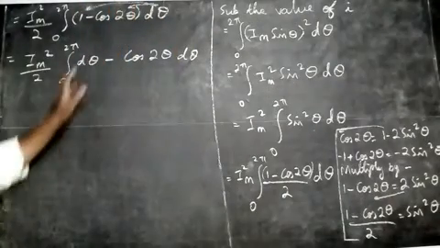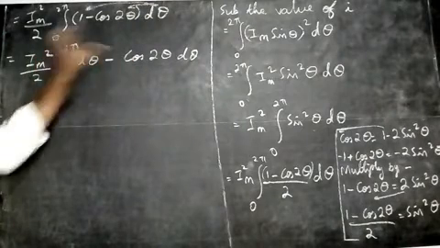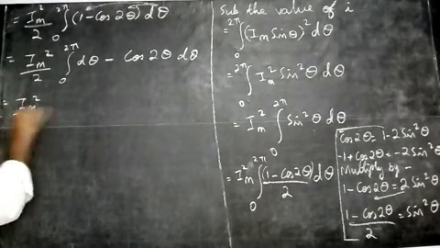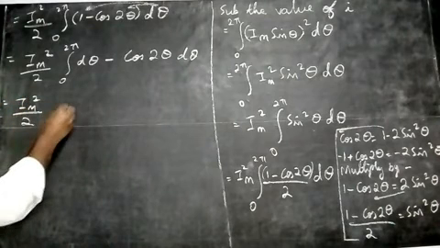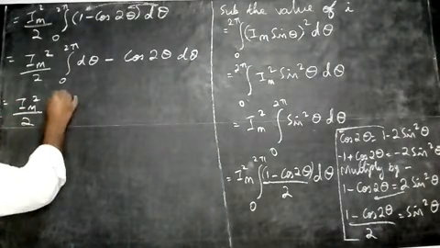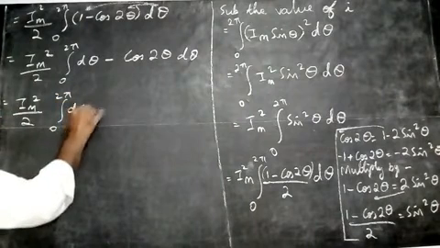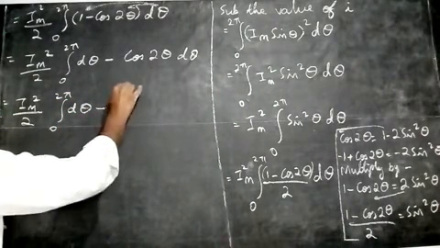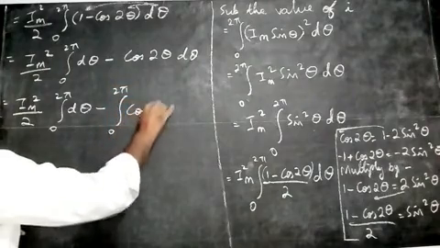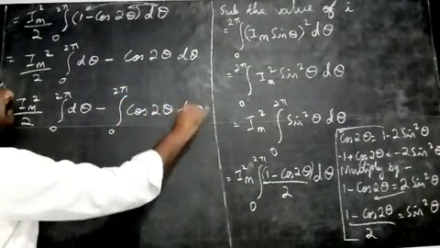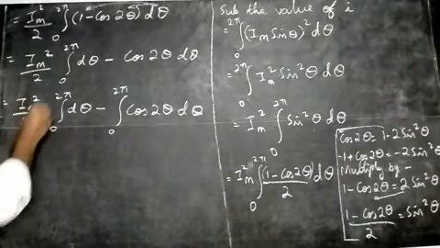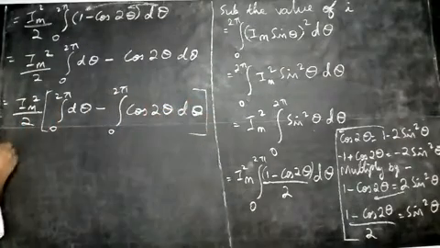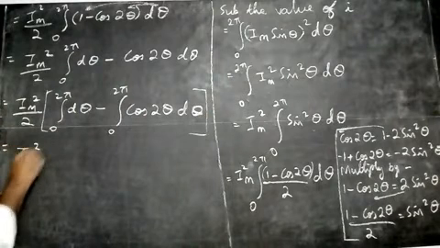So now this integral is done. You can split the integral, right? That's easier to do. So what you get here is Im square by 2, the integral from 0 to 2 pi of d theta, minus the integral from 0 to 2 pi of cos 2 theta d theta. So this is common here, we get Im square by 2.